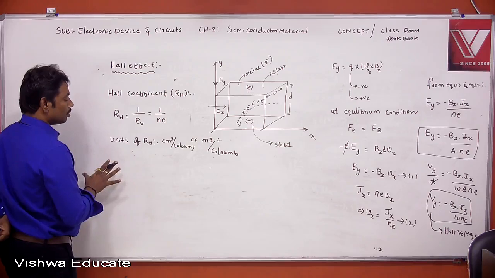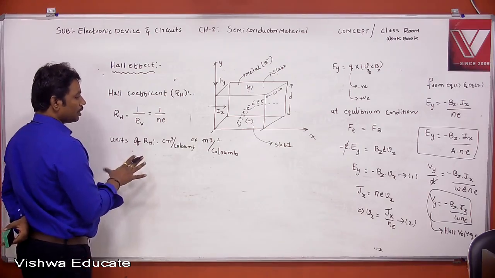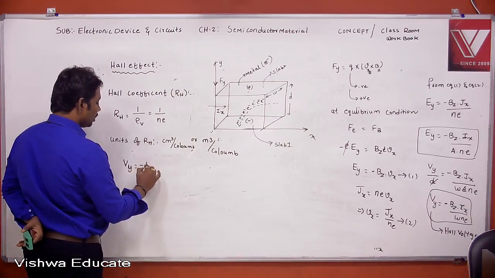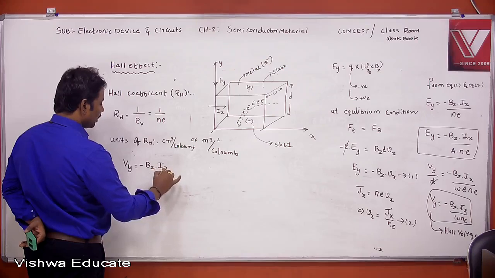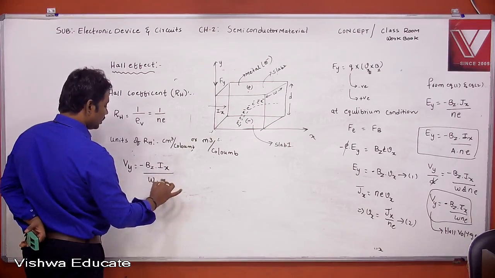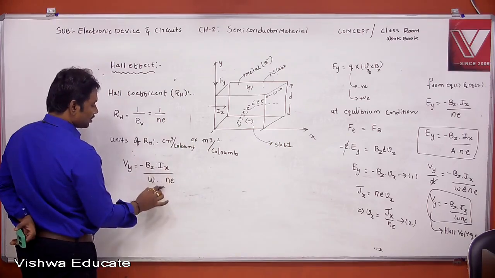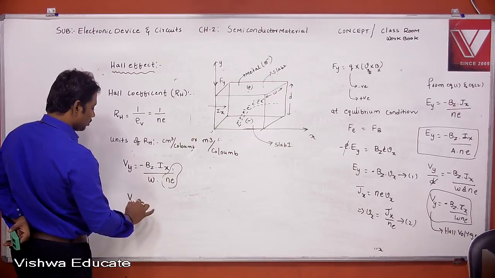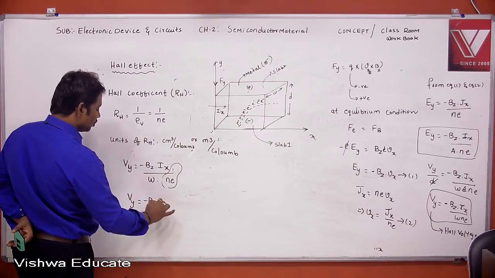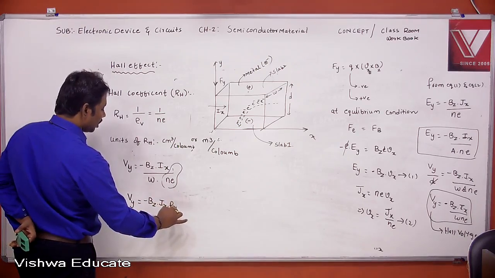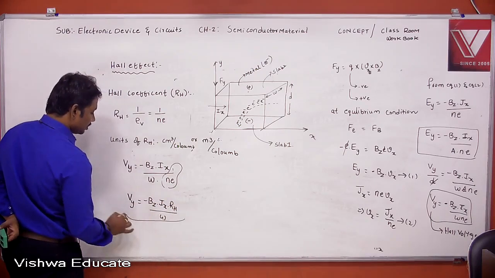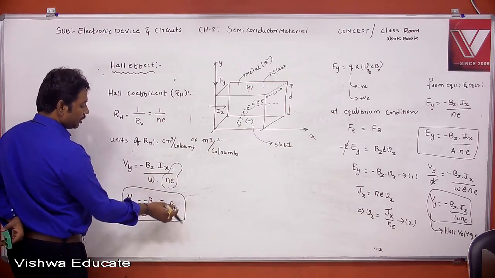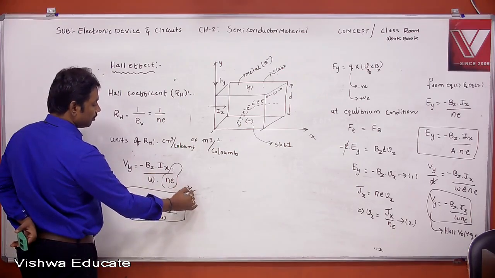Now I can also derive a relation between Hall coefficient and Hall voltage. Here, Hall voltage Vy is nothing but minus Bz into Ix by W into Ne. Tell me what is the 1 by Ne value? 1 by Ne is nothing but RH. Now Vy equal to minus Bz into Ix into RH by W. So this is the relation between Hall voltage and Hall coefficient. Very, very important relation.